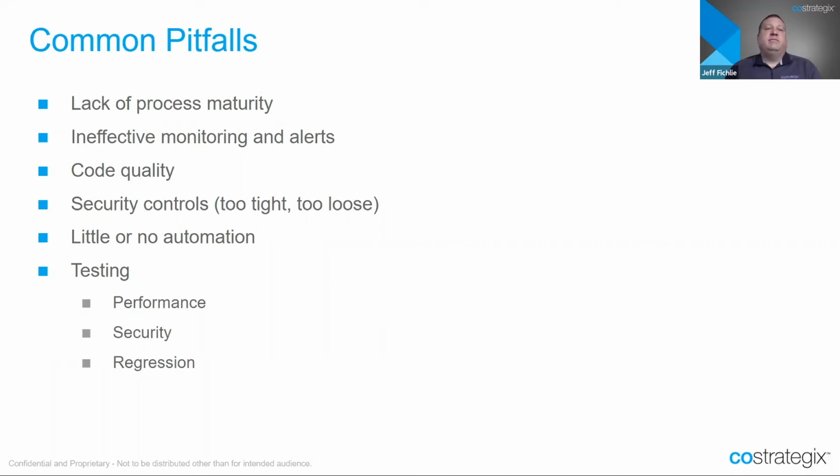So you must have very good monitoring and alerts set in place. Code quality, we mentioned, you need to have some code scrubbers in place to make sure you're following the right best practices. Security controls, if they're too tight, you can't do your work or the system can't do its work. If they're too loose, then you're opening it up for some malicious activity.